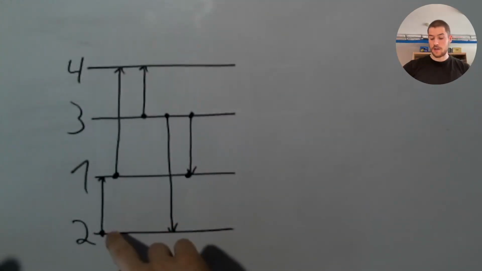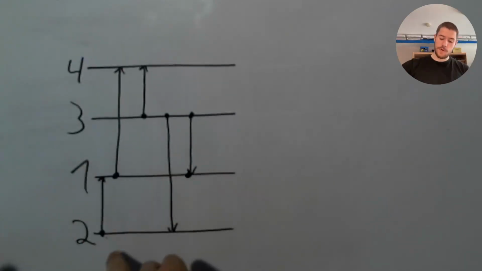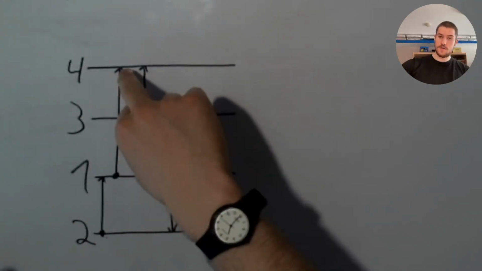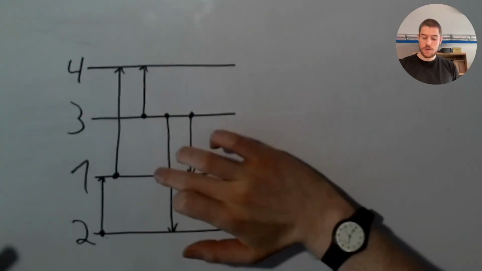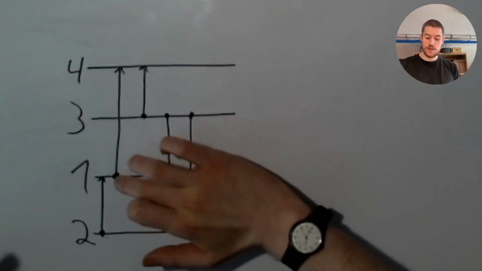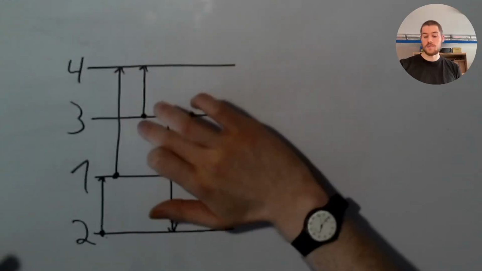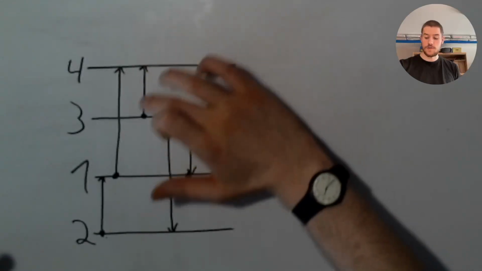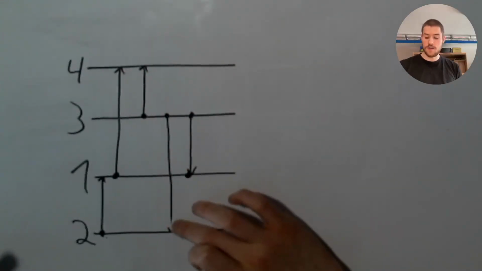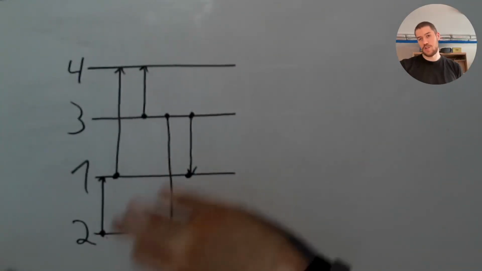So if the smallest value is here, it flows here. If the smallest value is here, then it will jump here. If the smallest value is here, it goes here. Largest value again: if it's here, it goes down there. If it's there, it goes down there. If it's here, it already jumped down in the beginning.